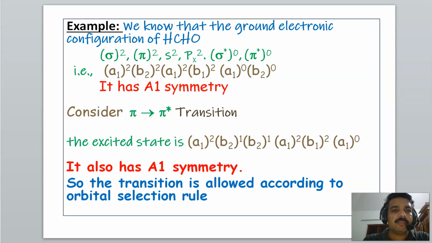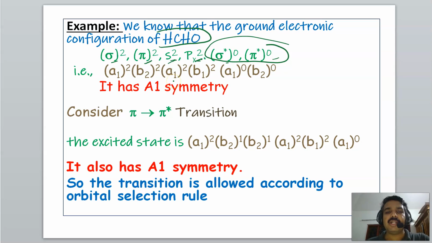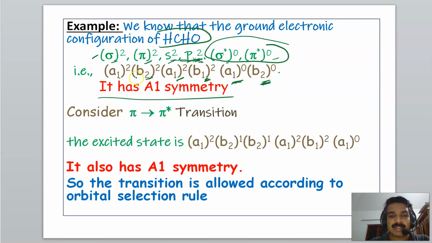We can illustrate this rule by taking the example of ground state HCHO, which we have already discussed in the last video. The ground electronic configuration is sigma 2, pi 2, s 2, px 2, where px is the non-bonding orbital, and sigma star 0, pi star 0, the anti-bonding orbitals, are unoccupied. The bonding and non-bonding orbitals are occupied. In terms of symmetry, we can write a1 2, b2 2, because sigma is a1 symmetry and pi is b2 symmetry, s orbital is a1 symmetry, a1 2, px orbital is b1 symmetry, b1 2, sigma star is a1 symmetry, a1 0, pi star is b2 symmetry, b2 0. Orbital symmetries are represented in small letters. The total symmetry of the ground state is A1, because all are paired.